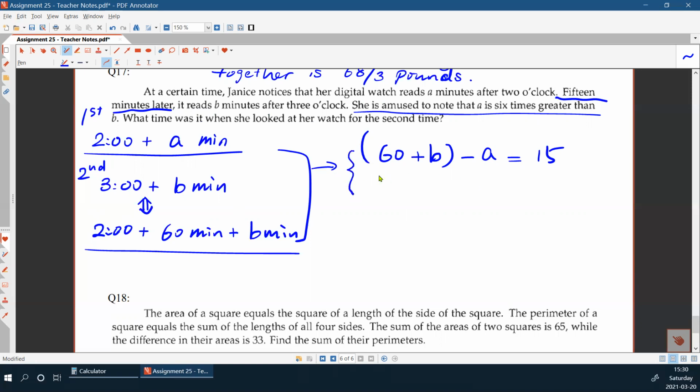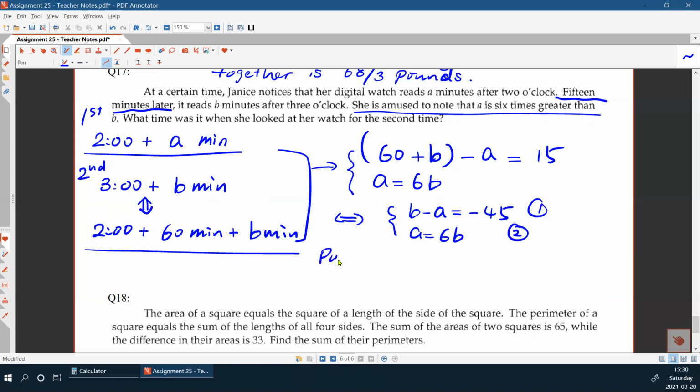Okay, so together with the second relationship, which is A is 6 times greater than B, so A is 6B, right? And from these two equations, first of all, we need to simplify this equation. Okay, so this will give you 60 plus B. So B minus A is minus 45, and A is 6B. Let's denote this with 1 and 2.